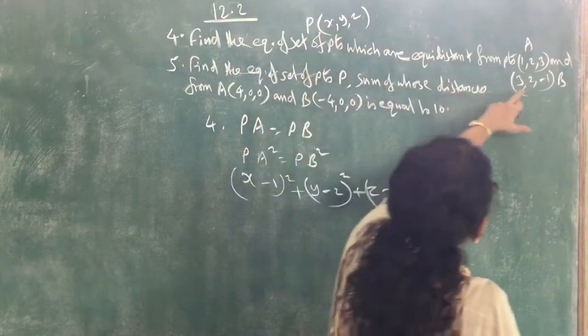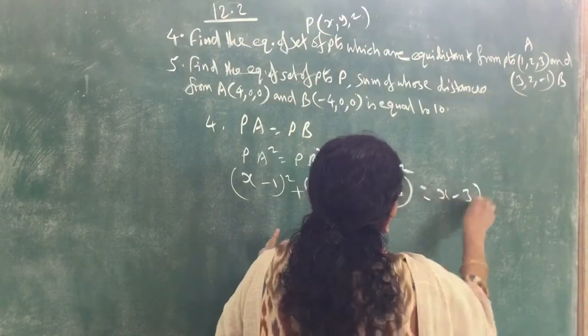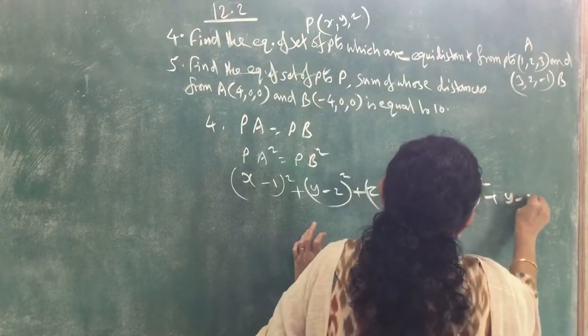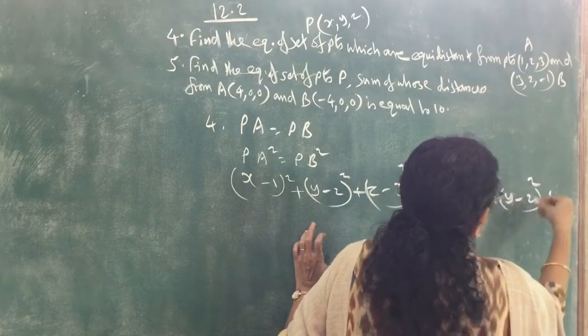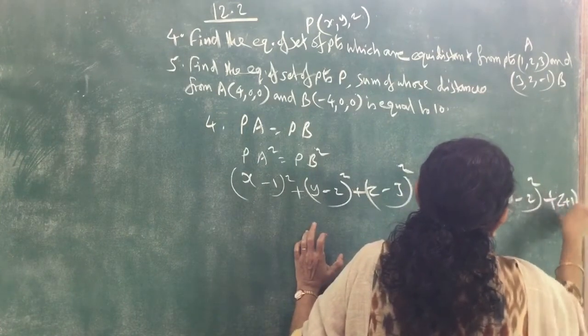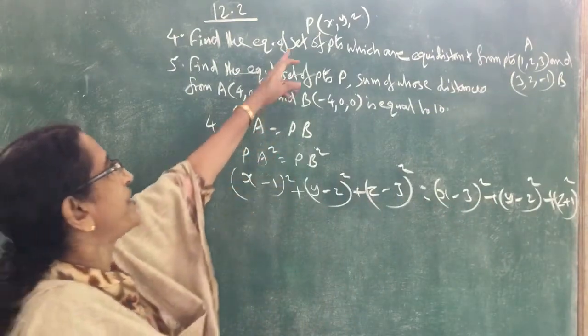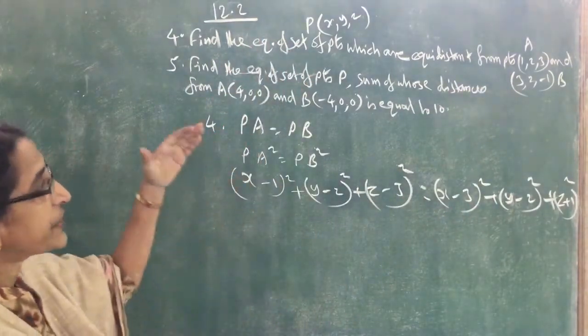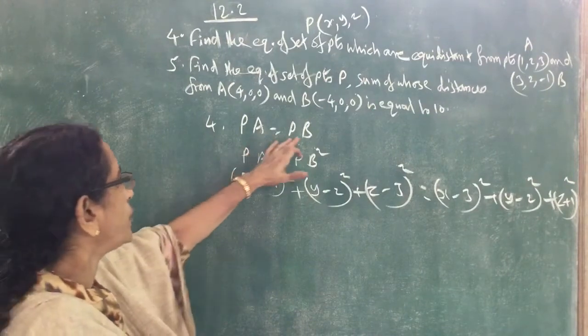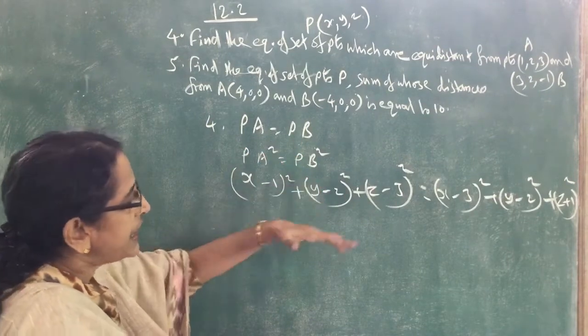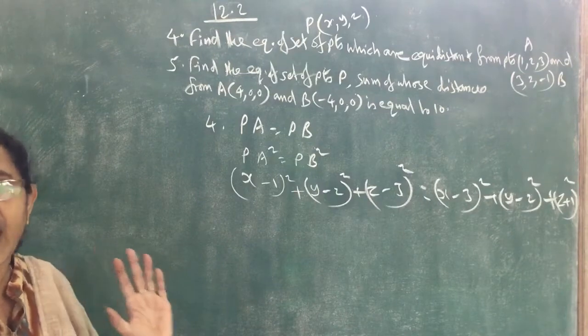So (x minus 3) whole square plus (y minus 2) whole square plus (z minus (minus 1)), that is (z plus 1), whole square. So that is the condition satisfied by the general point (x, y, z), equidistant from A and B. So PA equal to PB, PA square equal to PB square. Now expand and simplify, and we get the equation.